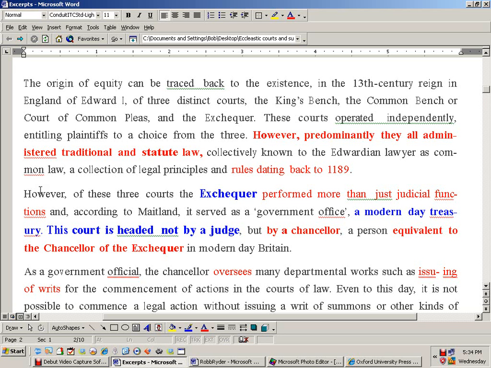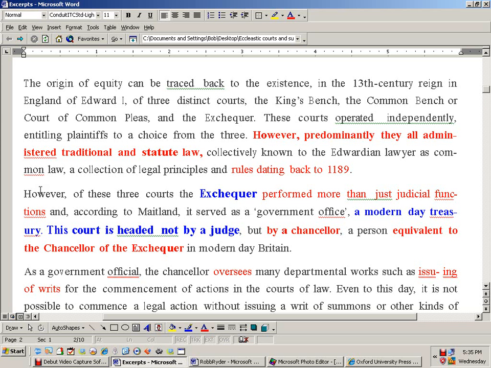However, of these three courts, the Exchequer performed more than just a judicial function, and according to Martin Land, it served as a government office, a modern-day treasury. So the Exchequer is the same as a treasury. This court is headed not by a judge, but by a chancellor, a person equivalent to the chancellor of the Exchequer in modern-day Britain. So they're saying it isn't the chancellor of the Exchequer now, it's a person equivalent to him.